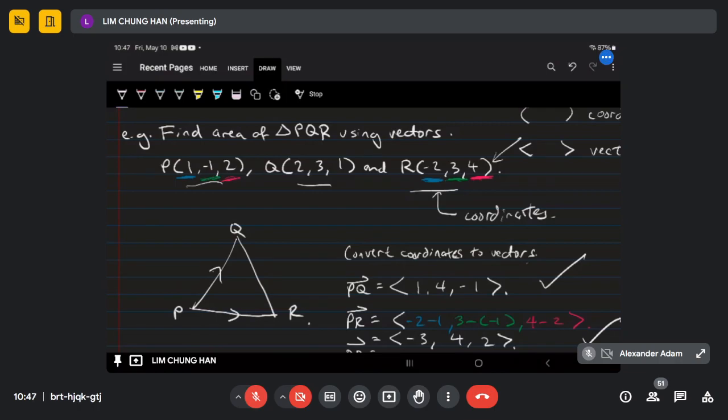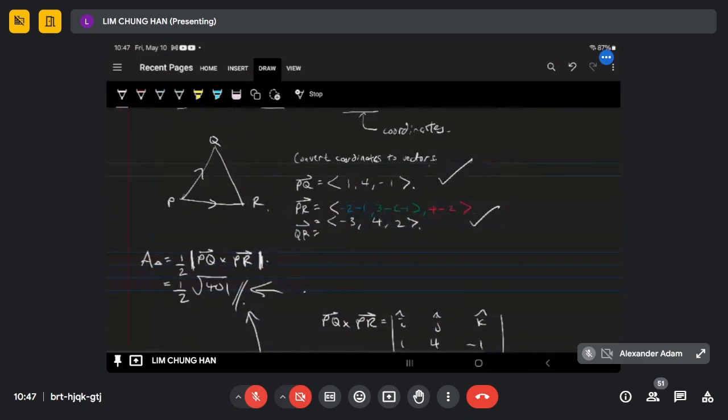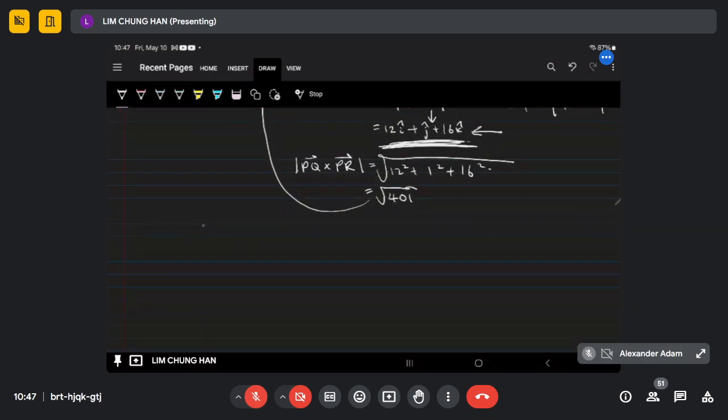So what you have to do is, you know your triangle is PQR. The vectors that I worked with just now are PQ and PR. If you want to do it another way, you always have to start from the same point.